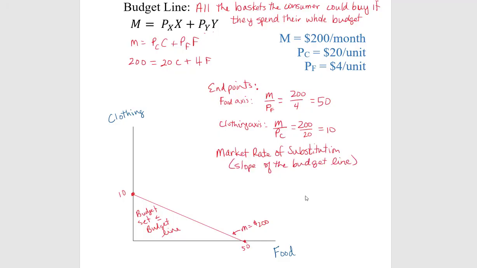And the slope of the budget line is negative price of food over the price of clothing. Whatever the X variable is, that's the price that goes on top. Whatever the Y variable is, that's the price that goes on the bottom. So we get -4/20 or -1/5, which totally matches what we were just saying, right? You'd have to give up 1 unit of clothing to get five units of food, or 1/5 of a unit of clothing to get 1 unit of food.